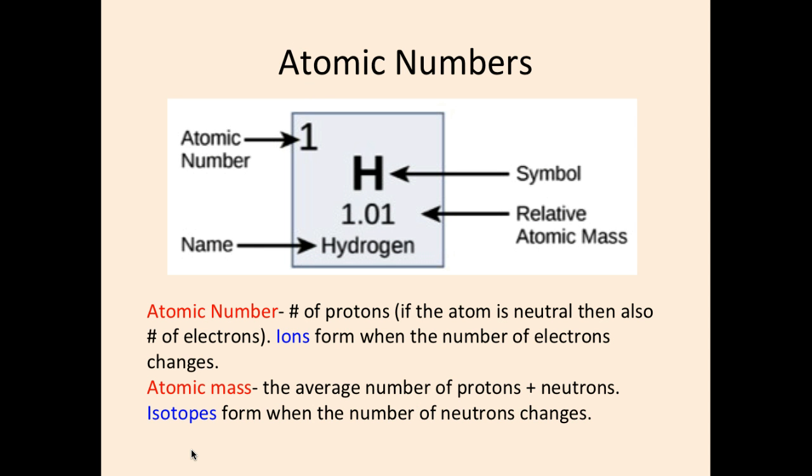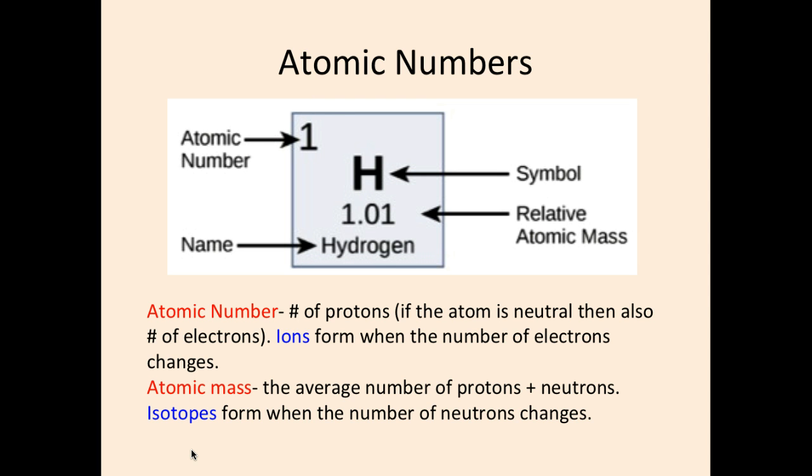When we look at the information about different atoms, this is how each atom will look on a periodic table of the elements. Generally, you'll have the atomic number listed, and that's the number of protons. And of course, if the atom is neutral, then the number of protons will also be the number of electrons. An ion will form when the number of electrons changes.